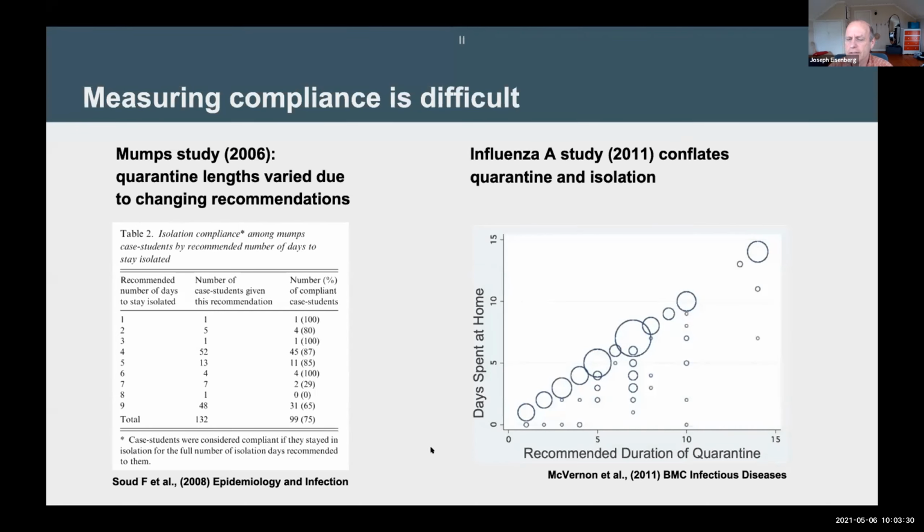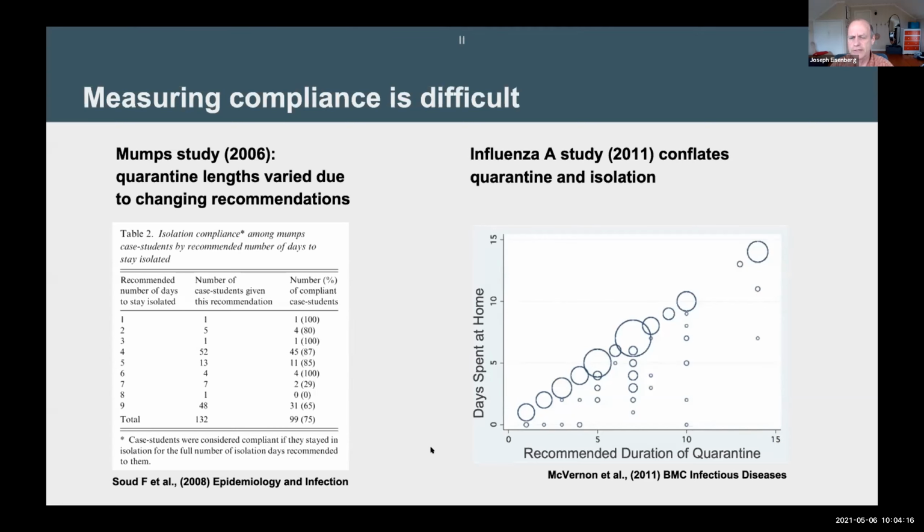We see in a second study that we looked at and found that quantifies compliance, there was a situation where in this influenza A study, they conflated quarantine and isolation. And as we know, once you have symptoms, your compliance to isolation is likely to be much longer than your compliance to quarantine, where you're quarantined without any symptoms. So again, lots of mixed information and difficult interpretations occurring in this particular study.